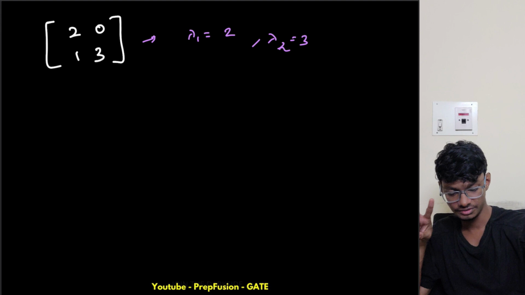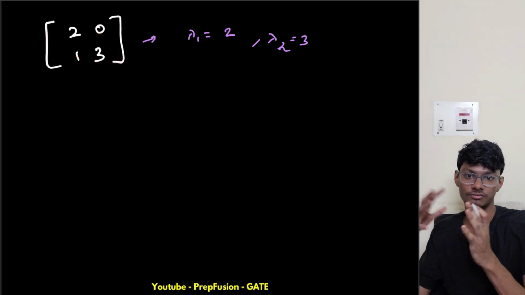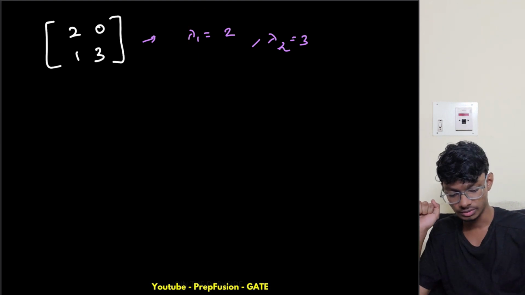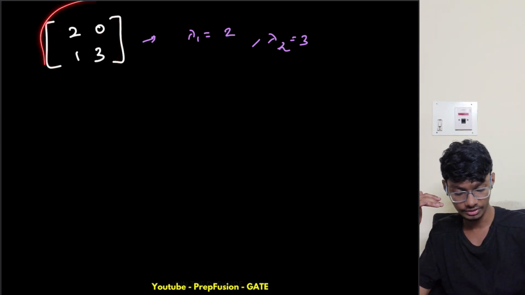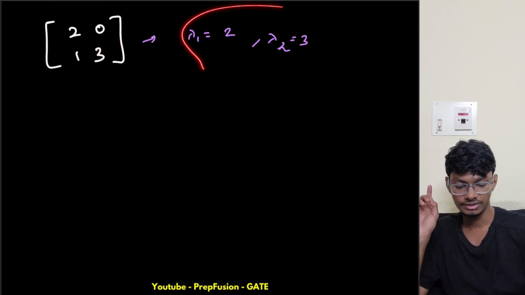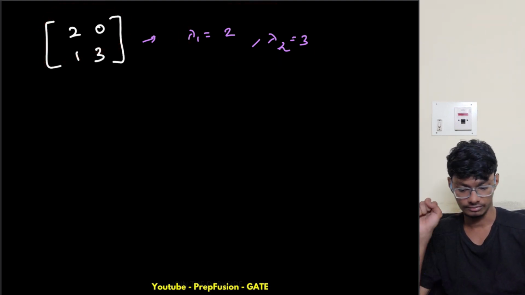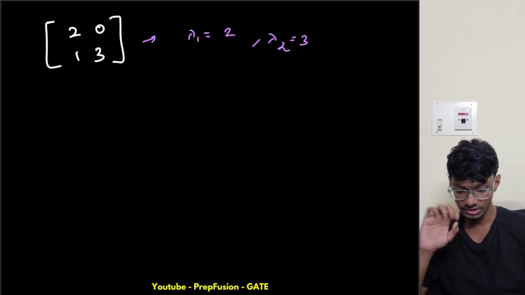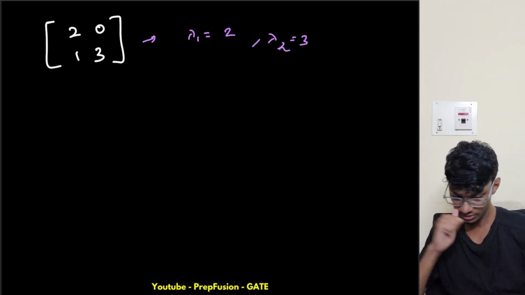Why? You can check from the trace. The trace, the addition of the diagonal elements, is the addition of the eigenvalues, and the determinant of the matrix is the multiplication of the eigenvalues. So yeah, both of them are matching. Now what we'll do is find the eigenvectors corresponding to these eigenvalues.